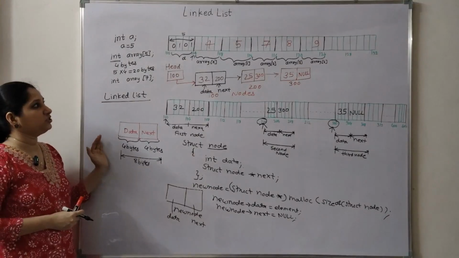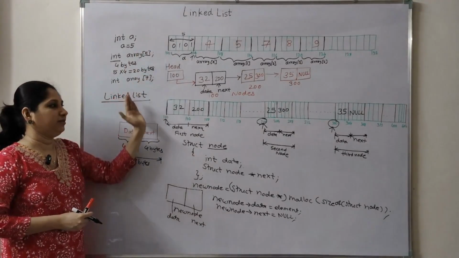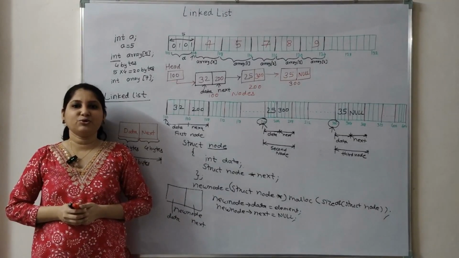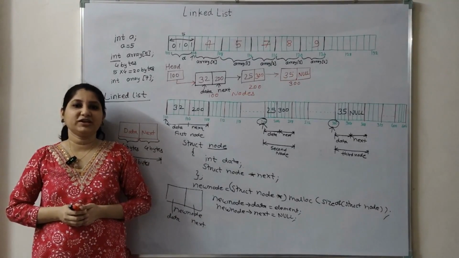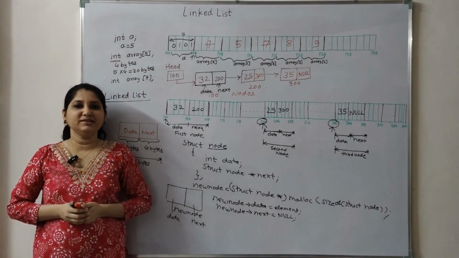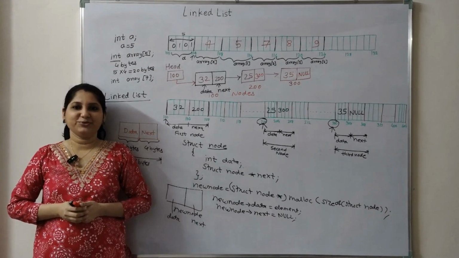So this is all about how we can allocate a memory location with the help of an array and a memory location with the help of a linked list. In the next video, we will discuss the different types of linked list, like singly linked list, doubly linked list, circular linked list and doubly circular linked list.